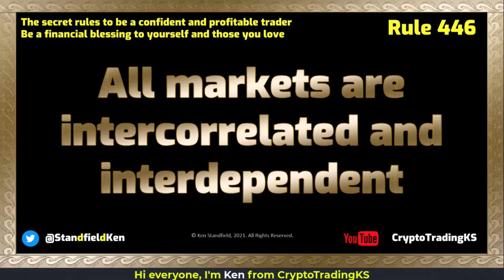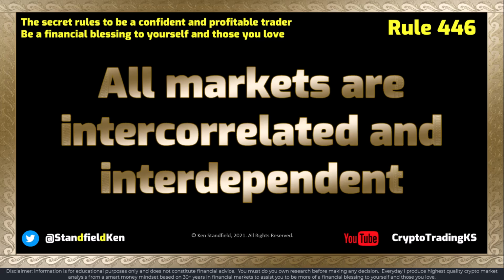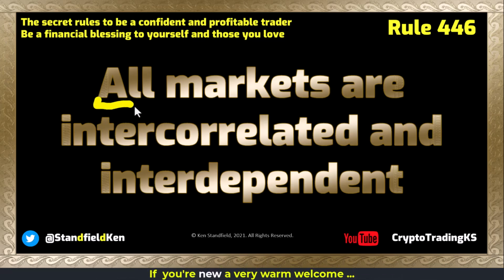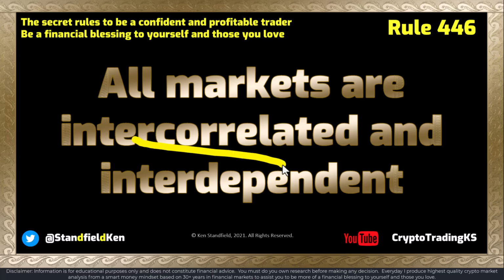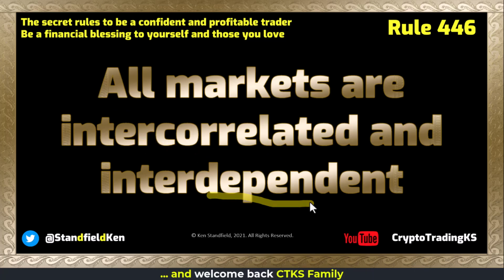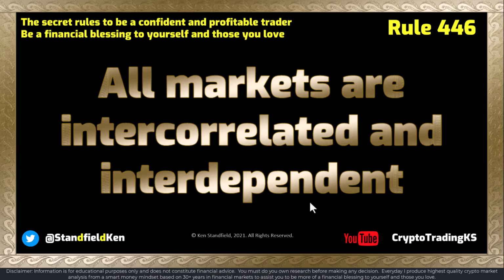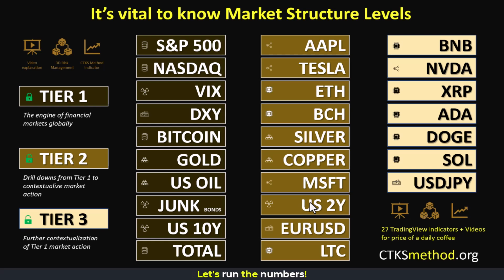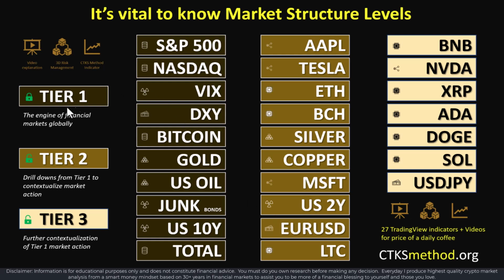In this video, we're going to talk about Rule 446. All markets are intercorrelated and interdependent. The key thing to note, all markets are intercorrelated and interdependent. When you look at all markets, that means the stock market, commodities, forex, and crypto. Understanding cross-correlation involves looking at the Tier 1 charts, the Tier 2 and the Tier 3.